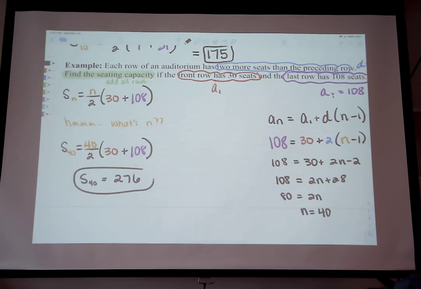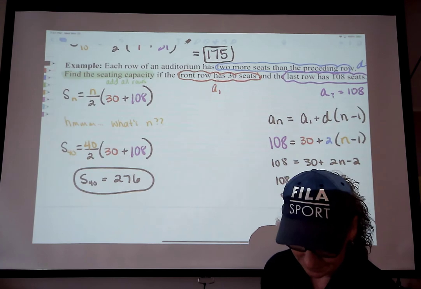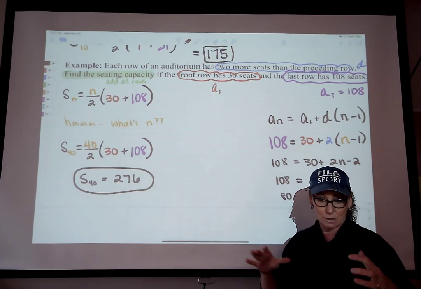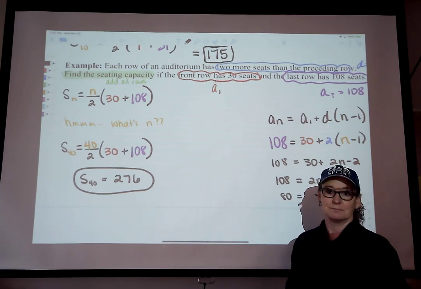And I got 276. Okay, those formulas are really going to help you out. Use them, plug in what you know when you can. Good luck.